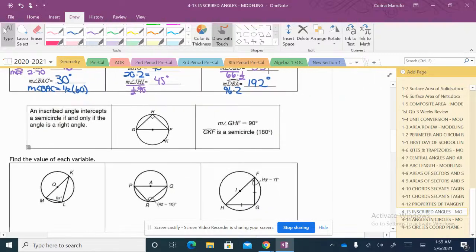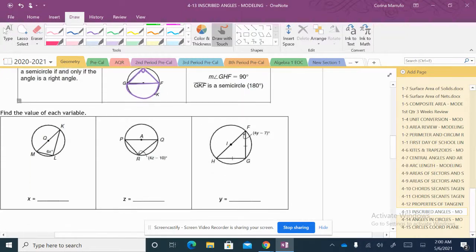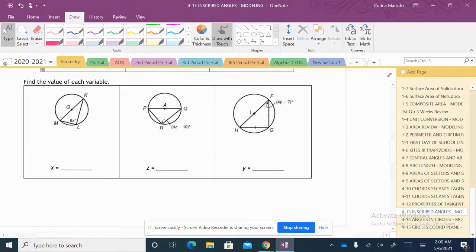An inscribed angle intercepts a semicircle if and only if the angle is a right angle. So if this is a right angle right here, we can automatically assume that this is half the circle. That should be the diameter, and this should be half the circle. Here it says find each value. So here, this is the diameter. This is half the circle, so that means that's 180 degrees, which makes this inside angle 90.